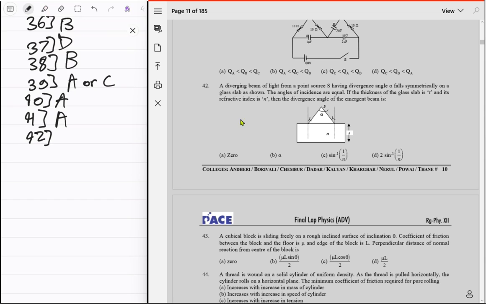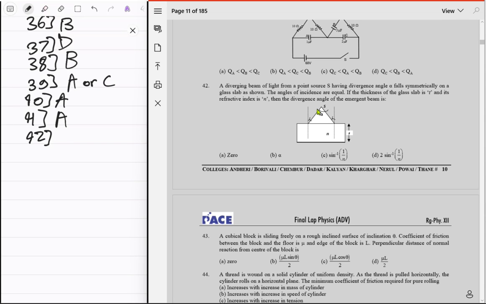Okay, a diverging beam of light from a point source S having divergence angle alpha falls symmetrically on a glass slab as shown. Okay, the angles of incidence are equal. If the thickness of the glass slab is D and its refractive index is N, then the divergence angle made by the emergent beam is. Okay, wait, what? Divergence angle made by the emergent beam.